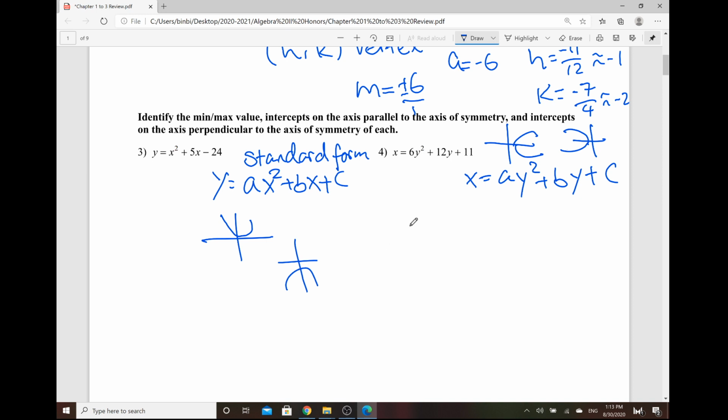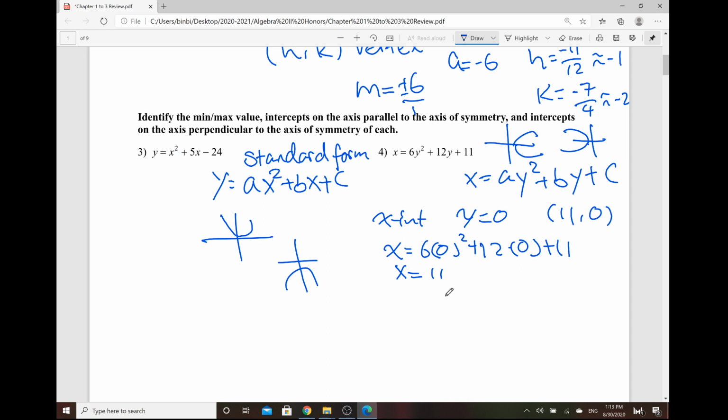Okay, so now let's take a look at number 4 right here. So we do have a standard form for the parabola. So the first thing that you can always do is find the x-intercept. In order to get the x-intercept, you can always set y equals 0. So x equals 6 times 0 quantity squared plus 12 times 0 plus 11. So that means 11 would be considered the x-intercept. Another thing that I can find out is the y-intercept. The way to find the y-intercept, you can set x equals 0, and then you can solve for y.